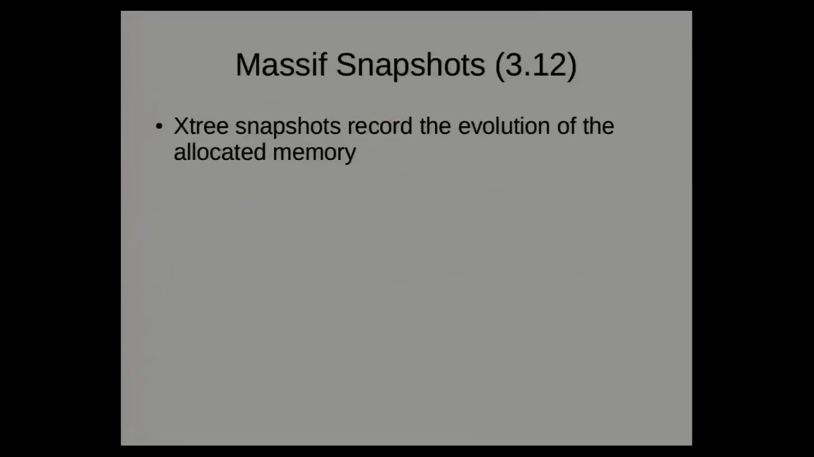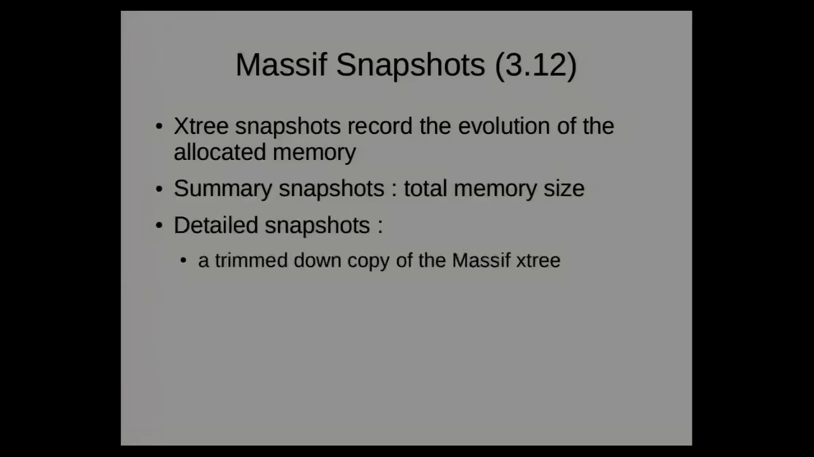So massif snapshots, how are they implemented in 3.12 based on this thing? The massif snapshots record the evolution of the allocated memory. You have the summary snapshot, total memory size, and the detailed snapshot. In 3.12, a detailed snapshot is a trimmed down copy of the massif XTree. So this data structure with pointers and so on, when massif 3.12 takes a snapshot, it is cutting bits and pieces of this tree. Effectively, what massif is doing is that the non-significant stack traces are aggregated.